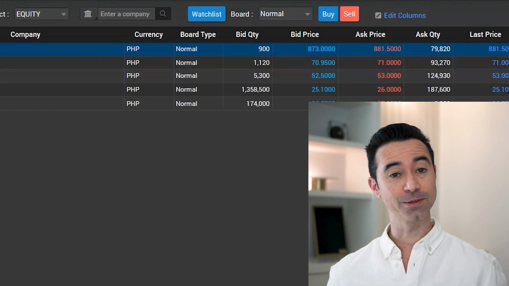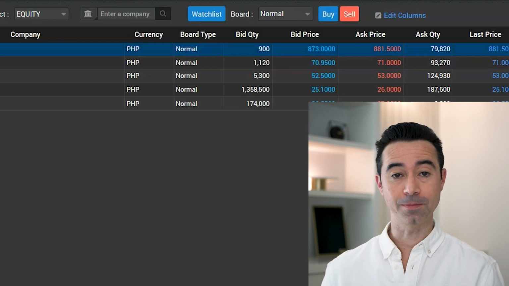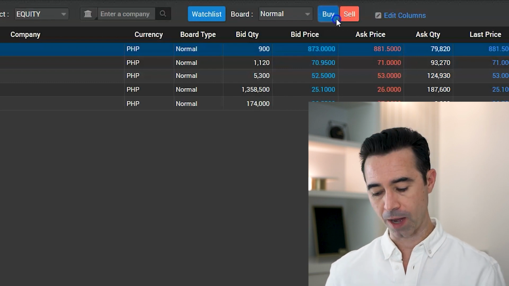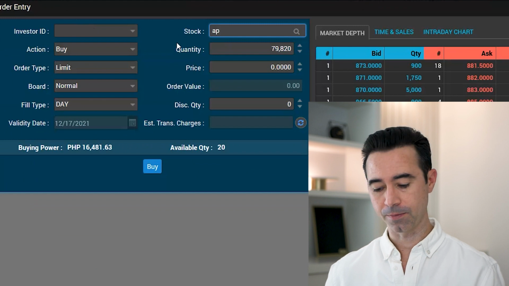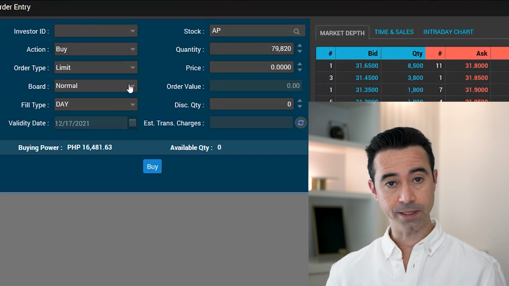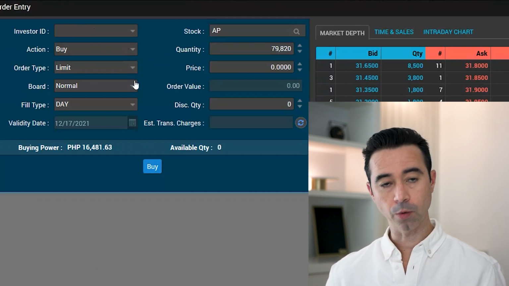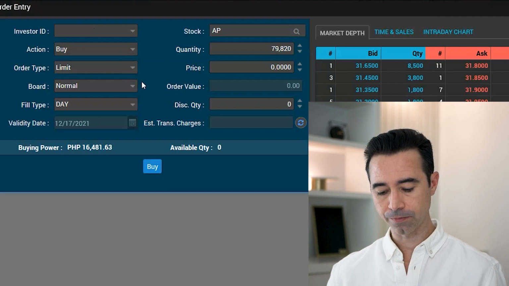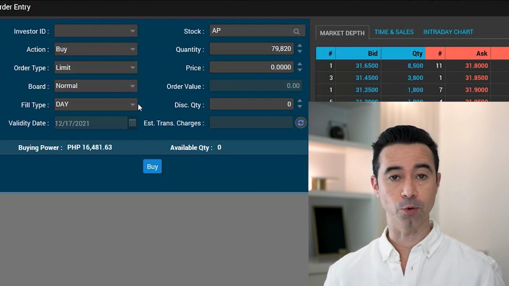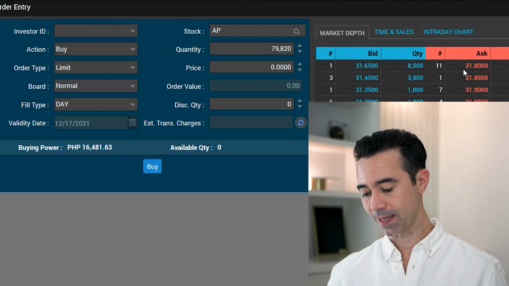So I'm inside my BDO Securities portal. I want to purchase AP today, so I'm going to go to buy. I'll type in the ticker AP. It's a buy order that I want to place. It's a limit order, of course. I want to use the normal board lot table, and the fill type I'll use is a day order. I'm buying a stock, so I'll look here at the ask price.